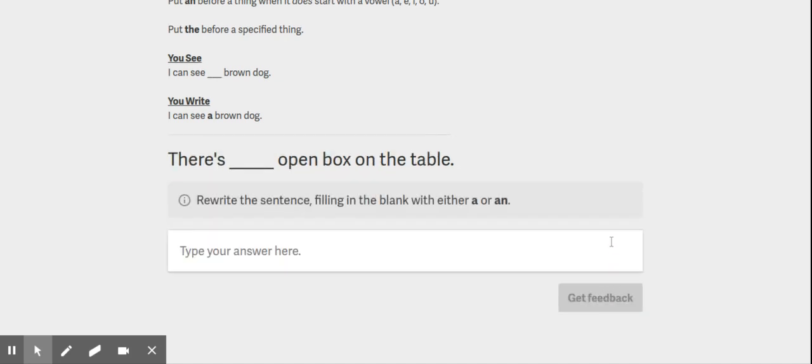Remember, when we click on that, it'll take us to the next one. "There's blank open box on the table." So again, there's a or an. Looking at this one, O is a vowel, so I would say an.